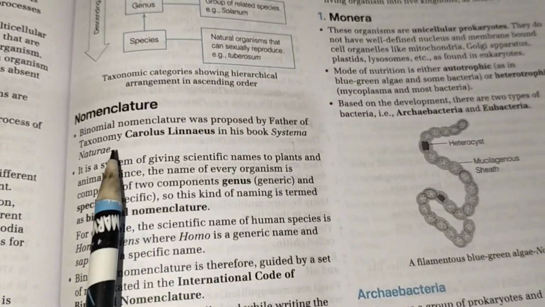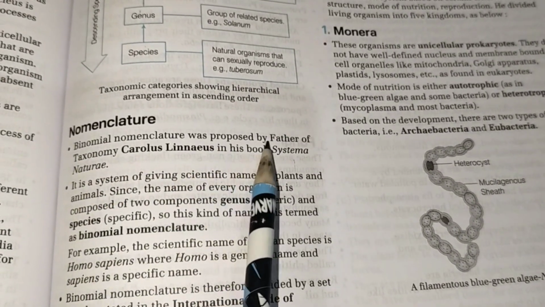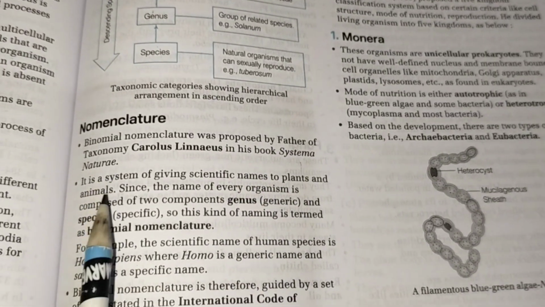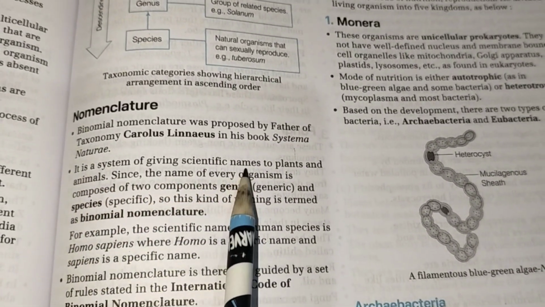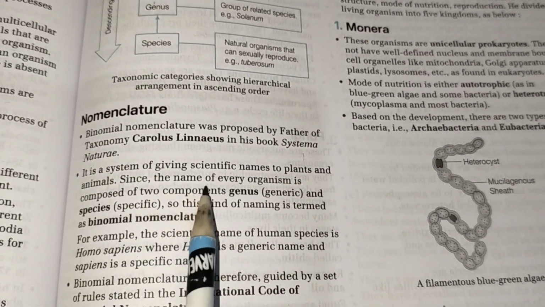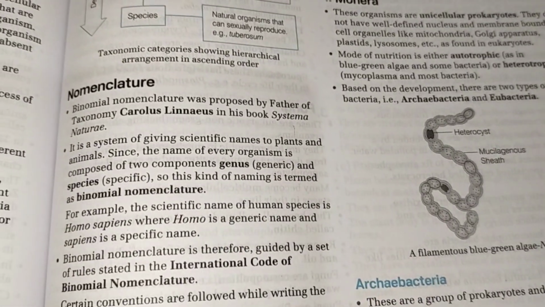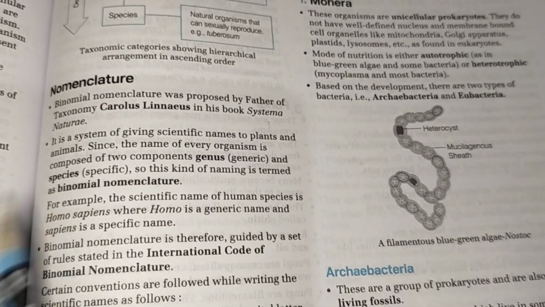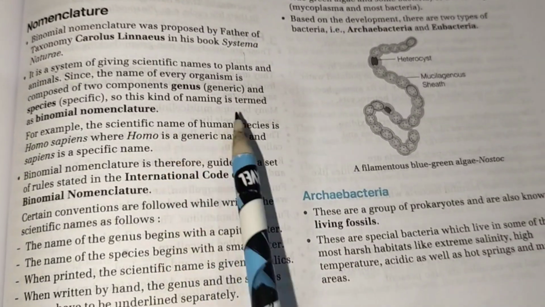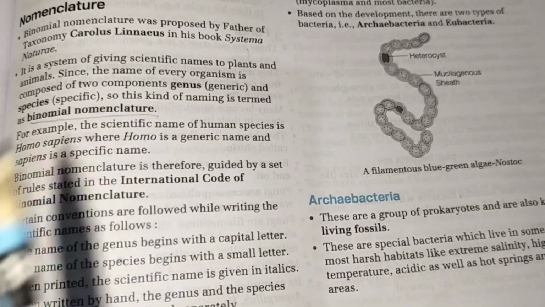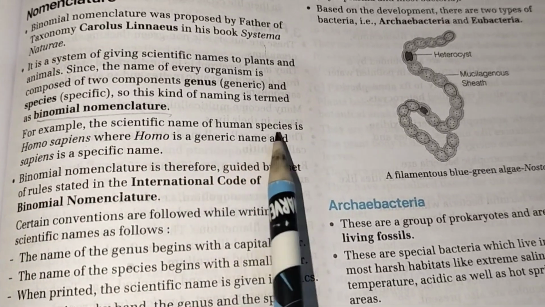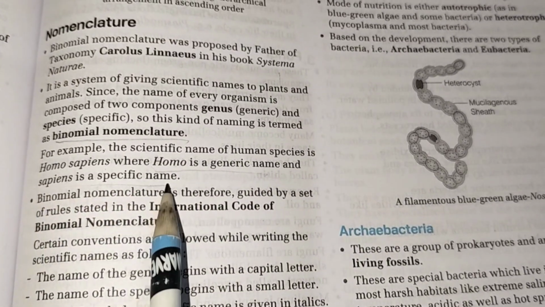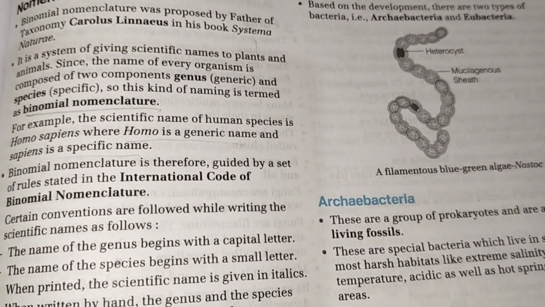Next is nomenclature. Binomial nomenclature was proposed by the father of taxonomy, Carolus Linnaeus, in his book Systema Naturae. It is a system of giving scientific names to animals and plants, since the name of every organism is composed of two components: genus, that is generic, and species, that is specific. So this kind of naming is termed binomial nomenclature. For example, the scientific name of the human species is Homo sapiens, where Homo is the generic name and sapiens is the specific name. All scientific names combine the generic and the specific name.